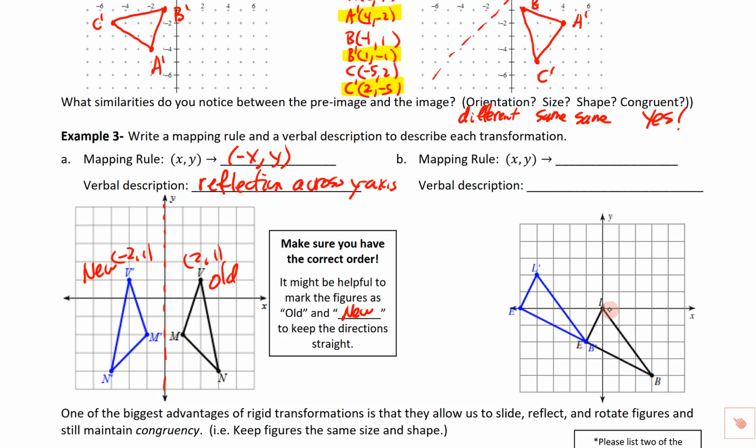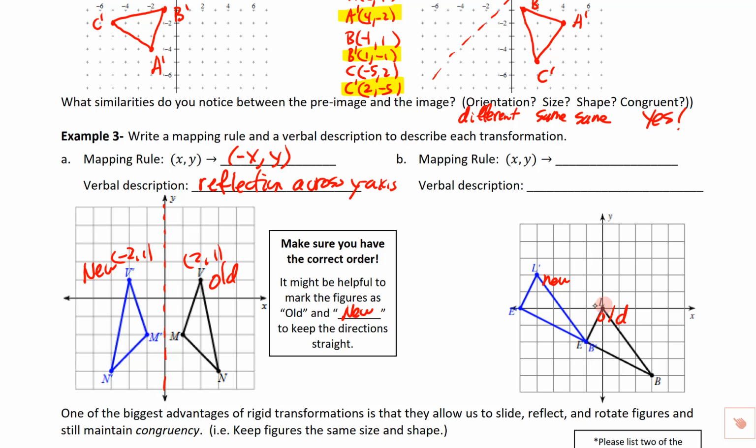Again, this one looks a little bit different. This is actually easier than the last one, but it would be a really good idea to do old next to this one, and then new next to this one. We've got to do that in order to get the directions straight.